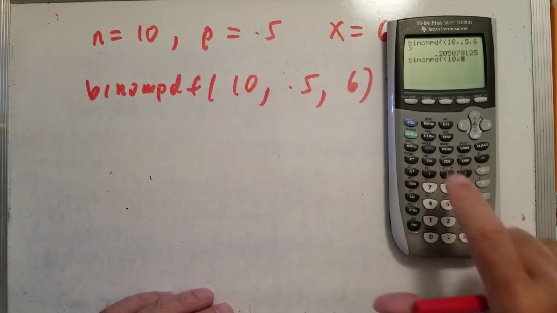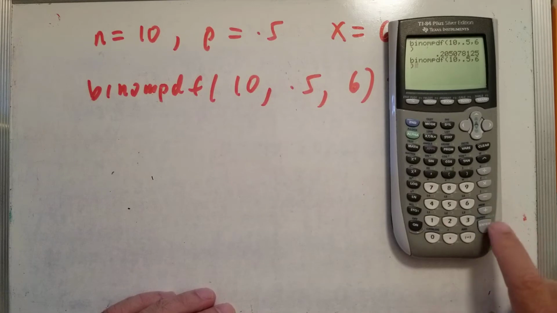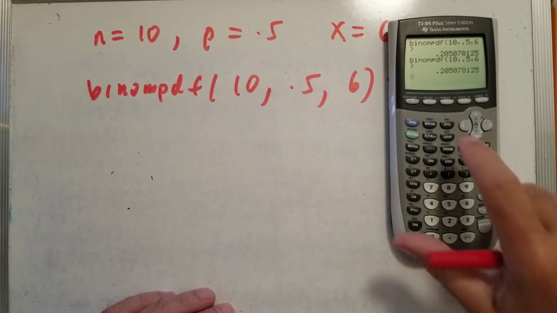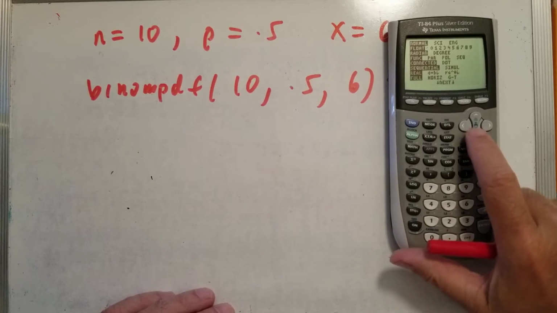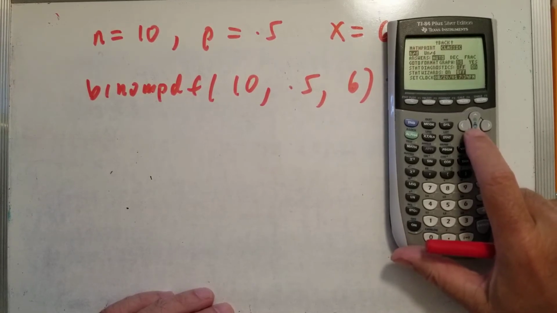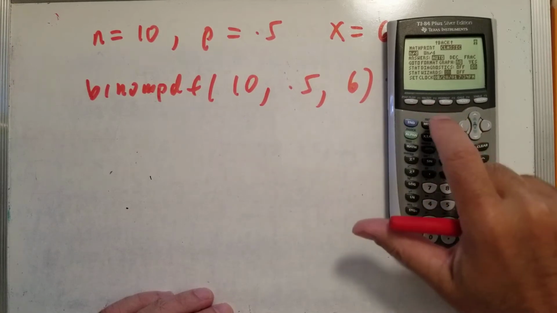I'm supposed to know what to enter. N, P, X, and of course it spits out the same thing. I'm going to put the stat wizard back on because it can be helpful because it prompts you for the values. So when you're first learning this, it might be helpful to have the stat wizard on.